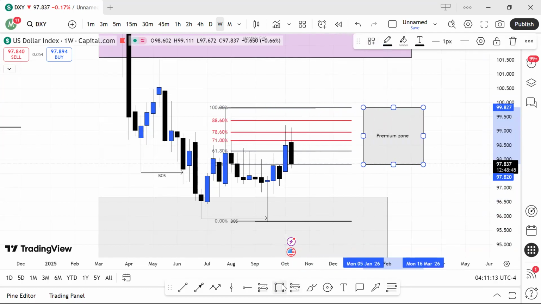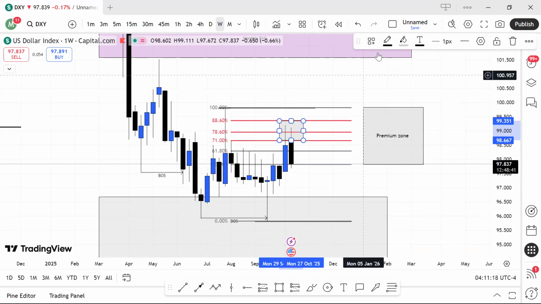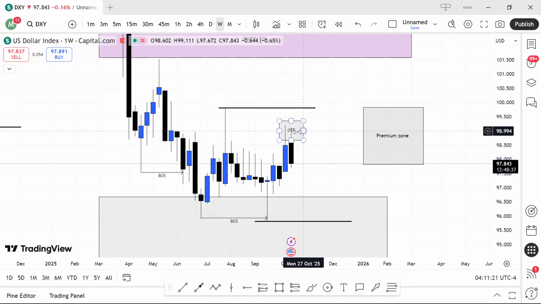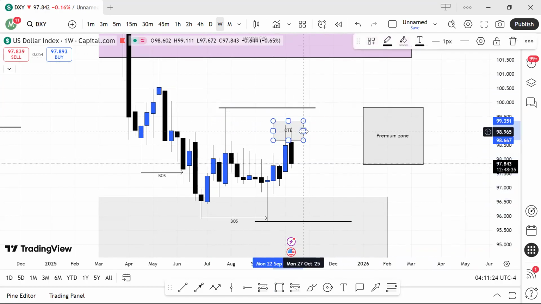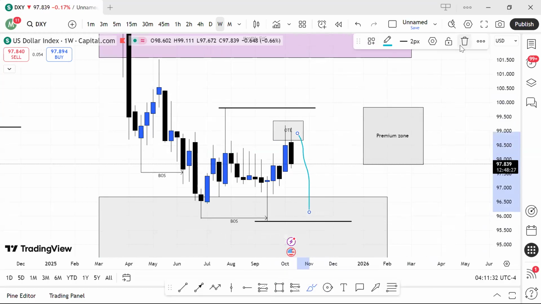So at the same time, the market is respecting these red lines that you're seeing here, which is my ultimate trade entries here. Which means the market might be respecting these OTE zones to sell to the downside, something like this. Yeah.